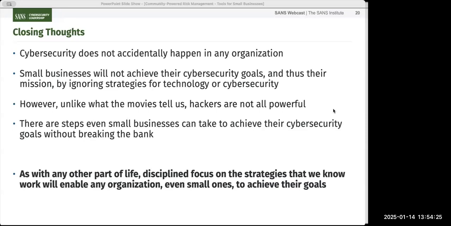But the flip side of that conversation is, unlike what the movies say, hackers are not all powerful. They are not omnipotent. They can't do whatever they want whenever they want. If we do even these basic things that we're talking about here, there's a good chance you will be successful. We know what works. Cybersecurity has been around a good 30 years now. We have a very strong idea of what actually works to defend you. But some of those things aren't convenient, and some of those things are hard, and you might need to get some help on it as a small business. But if we do those things, I do think you can be successful.